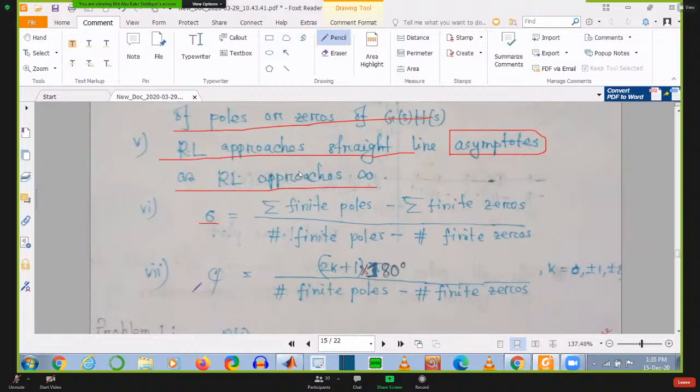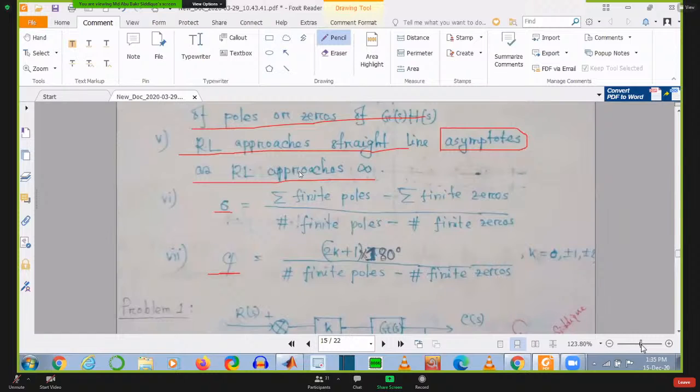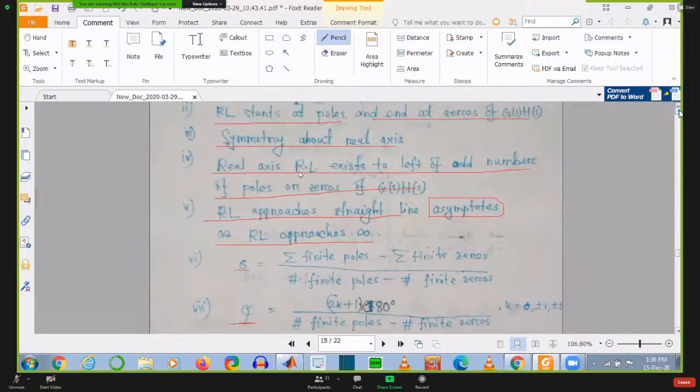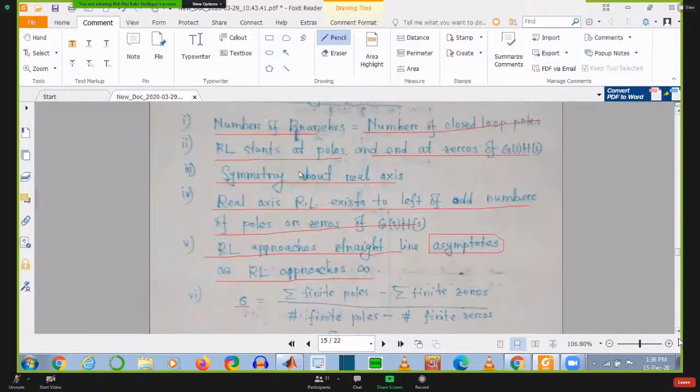Phi is the angle. How can we find the angle? Angle equals (2k plus 1) times 180 degrees divided by the number of finite poles minus the number of finite zeros. K equals 0, plus or minus 1, plus or minus 2, plus or minus 3, and so on. Okay, these are the rules. Please go through these rules once more, and I will come back within 1 minute. Just recall these rules.